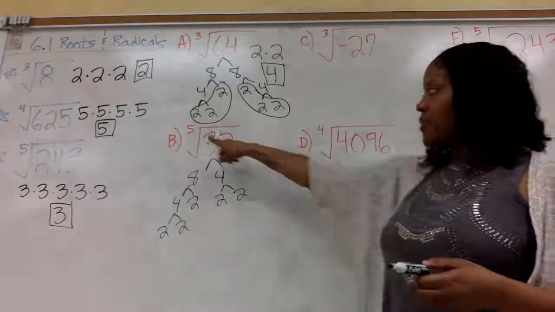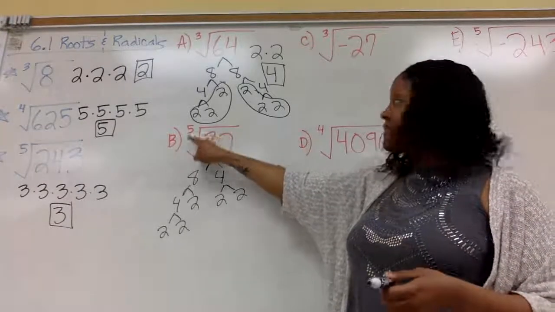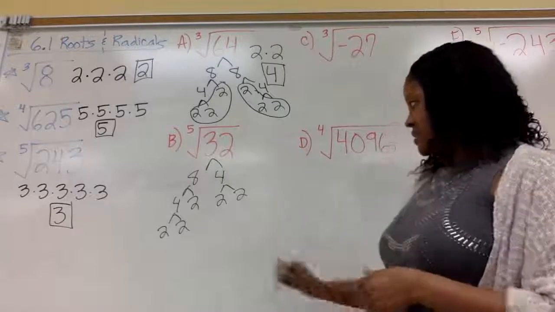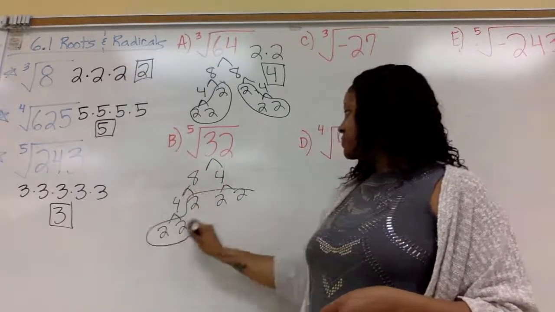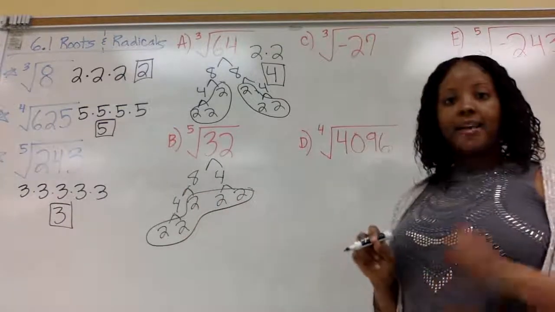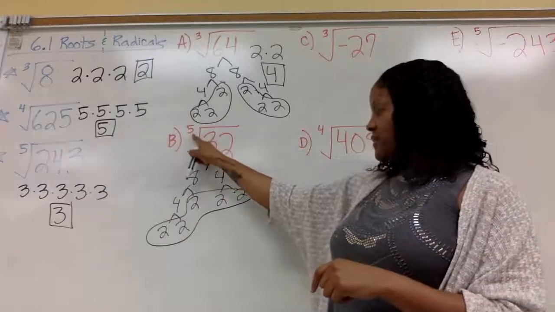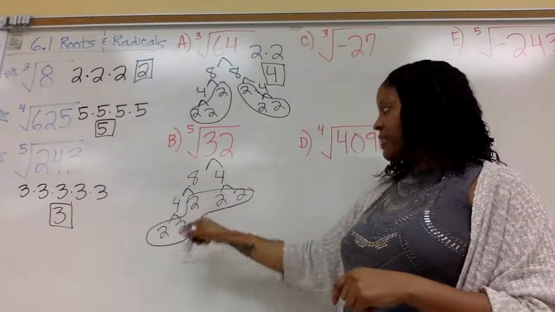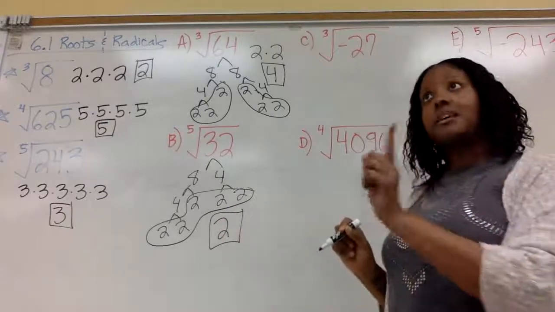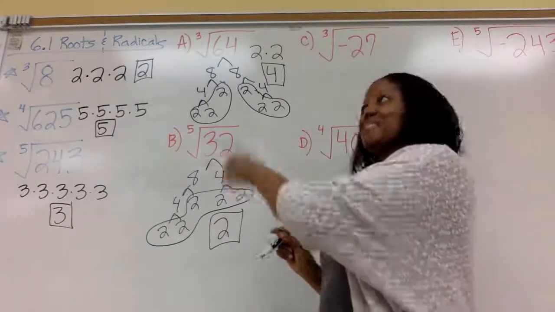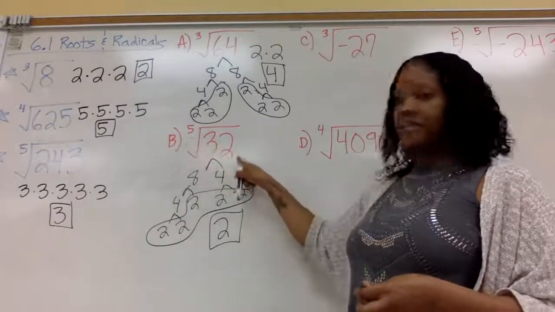So I did a factor tree. This time I'm looking for 5 of the same number. So I'm looking for a group of 5. So 5 of the same number. So 1, 2, 3, 4, 5. So this is one group. I only have one group of 5. So this tells me what I'm looking for. So my answer is 2, because 2 times 2 times 2 times 2 times 2 gives me 32. So 2 is the fifth root of 32.